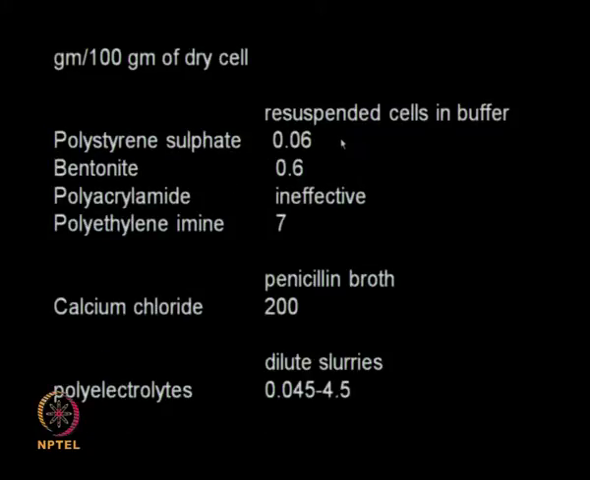If it is resuspended cells in a buffer, you see that again the quantity of polystyrene sulfate and bentonite changes, but polyacrylamide is ineffective. If it is a penicillin or an antibiotic based broth, then we can use calcium chloride, and for dilute slurries we can use polyelectrolytes. Generally polyacrylamide is very good for water treatment plants. When we have very fine suspended particles, it leads to nice flocks by using polyacrylamide type of material.